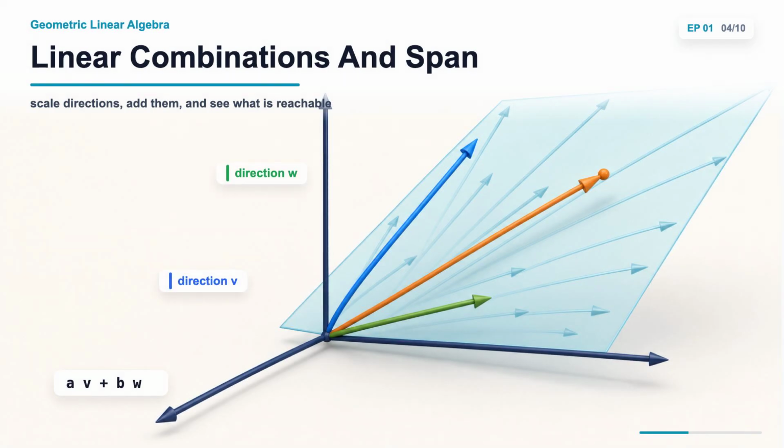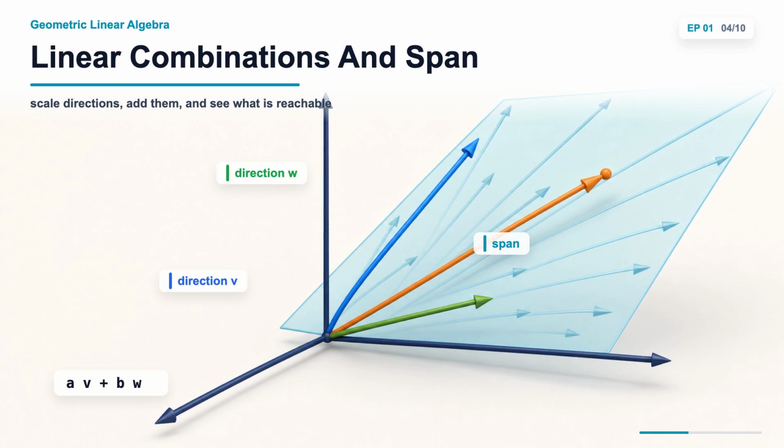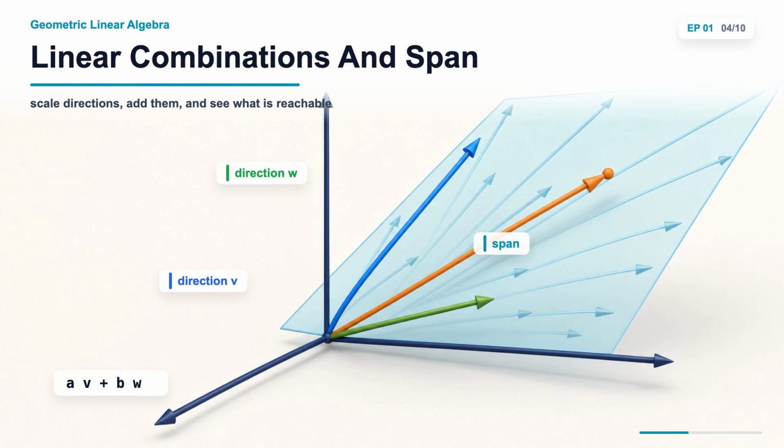Once we have directions, we can scale them and add them. Take one vector v, multiply it by a number, and you move farther or shorter along that direction. Take another vector w, scale it too, and add the two moves together. The result is called a linear combination.